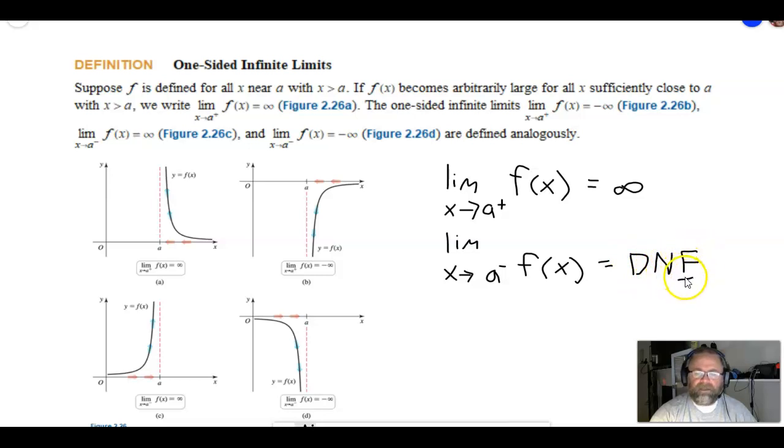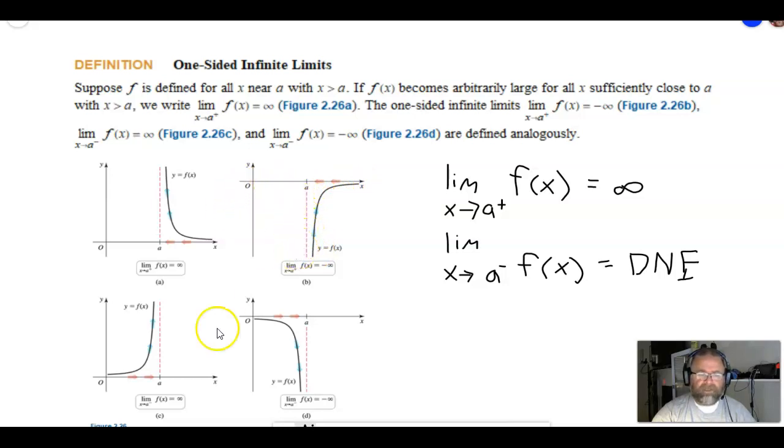And the same thing if I were to write this out without anything in the exponent position, that would just mean the limit as x approaches a from both sides. Once again, that would be does not exist as well, because it has to exist from both sides in order for us to write the two-sided limit. All right, so let's take a look at this one. So here, from the right, we're approaching negative infinity. From the left, does not exist.